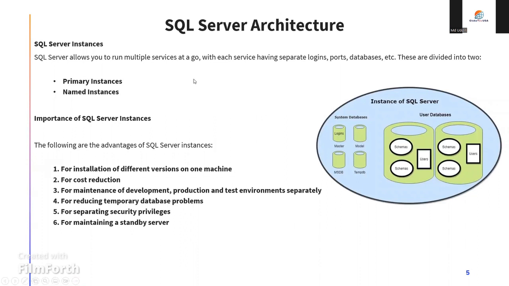As we have components, there are also server instances. SQL Server allows you to run multiple services at a go, with each service having separate logging, ports, database, etc. They are divided into two primary categories: primary instances and named instances. In the picture, you can see an instance of the SQL Server. We have system databases with the login, the modules, the master database, and temp database, and also a user database with schemas and users. We have two of them, each with a separate login system. Primary instances is where you should have these instances installed, and for named instances, a name will be provided.